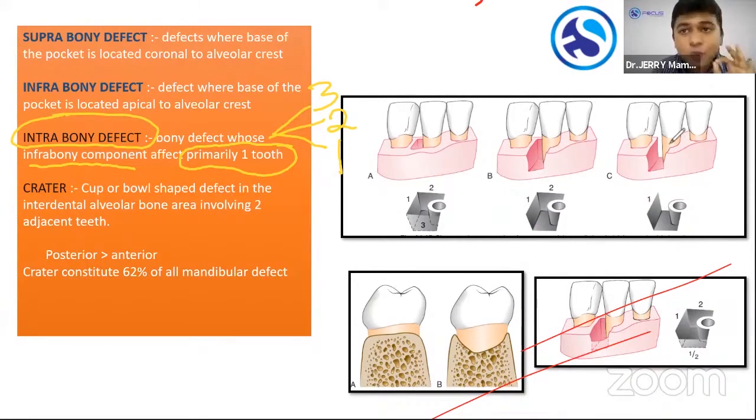So a 3-wall defect means the number of walls that are remaining in the defect. Now I'll show you what I'm telling you. First one is the 3-wall defect. According to our definition, what does an intra-bony defect say? It affects only one tooth. So this is the tooth that is affected. Now we are going to study the 3-wall defect. A 3-wall defect means 3 walls are remaining. That means 3 walls are preserved. Remember preservation.